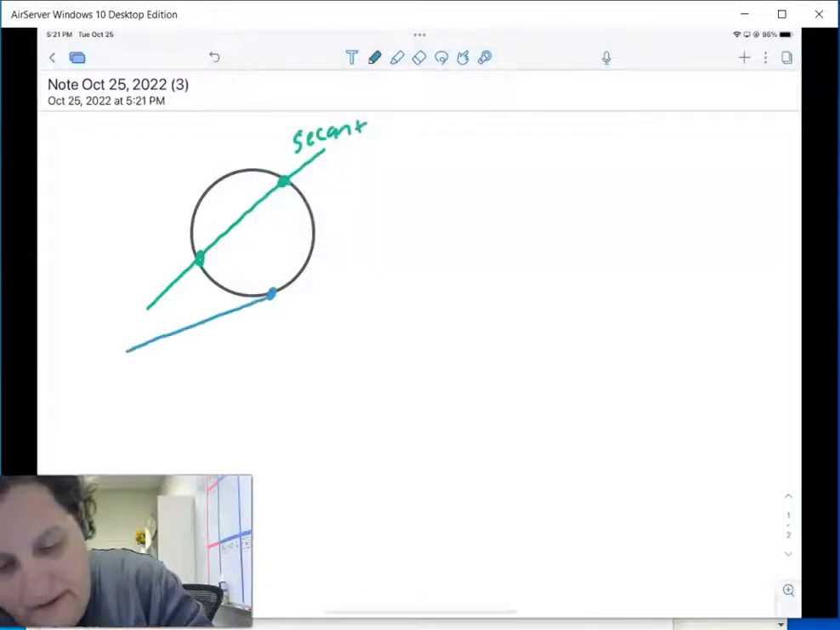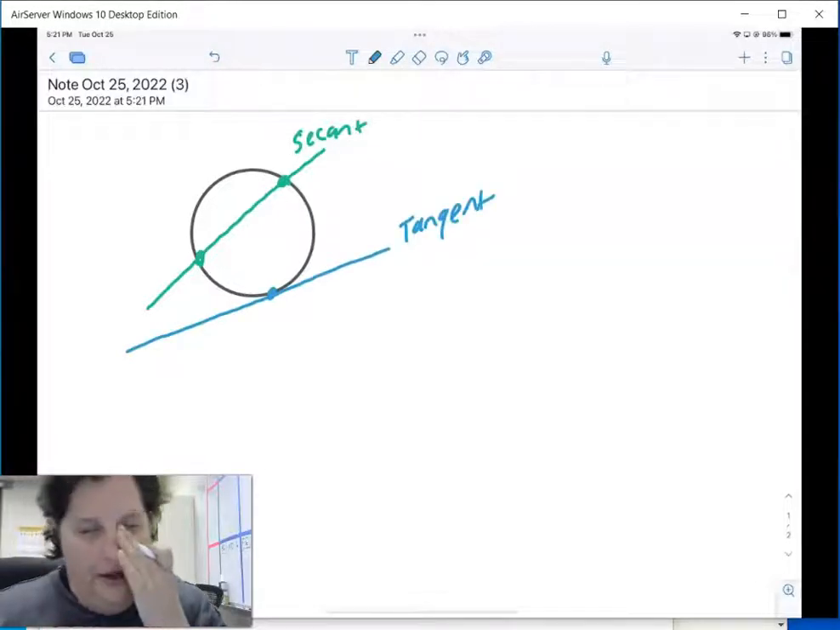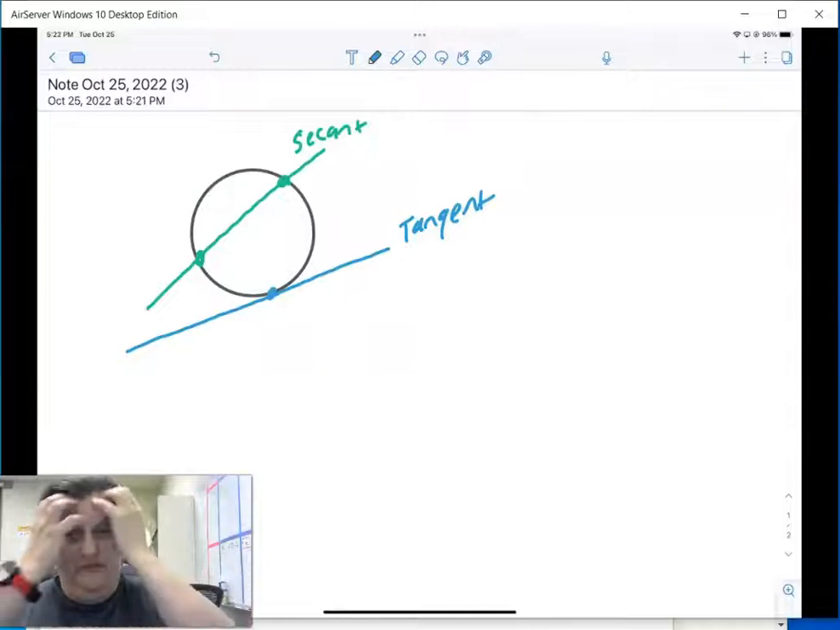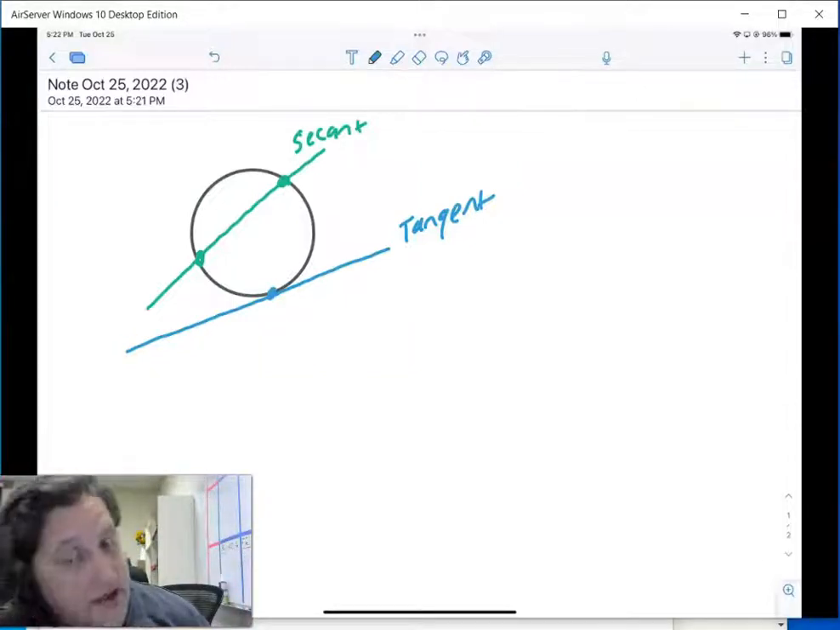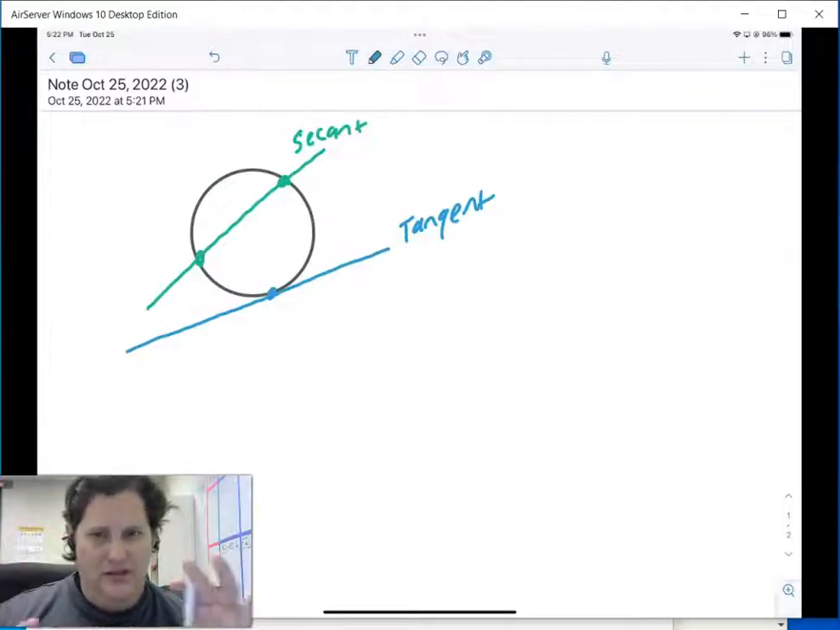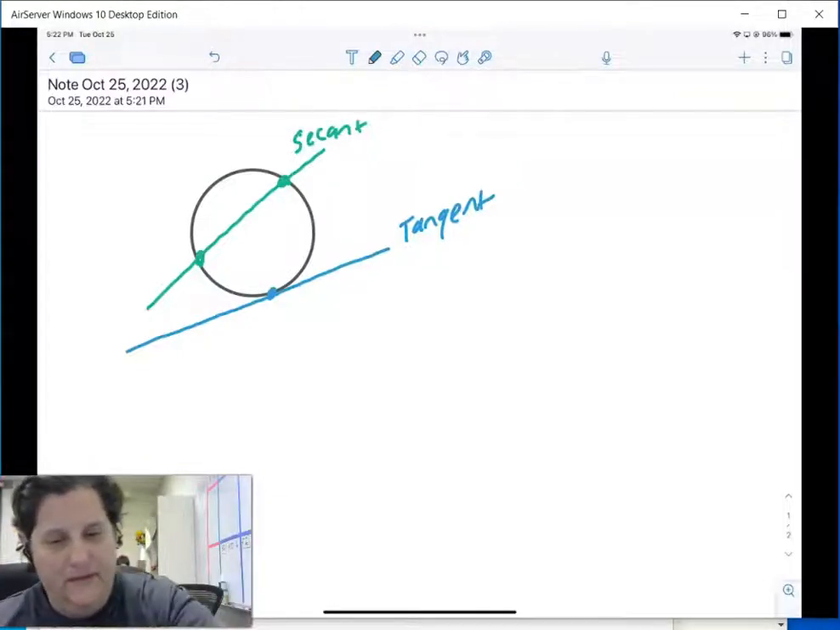This line is called a tangent line. I mean, it kind of has a relationship to the trig stuff, but it doesn't mean exactly that. This is a secant line. That's a tangent line, okay? And you would have learned that in a geometry lesson about circles and stuff like that, okay?